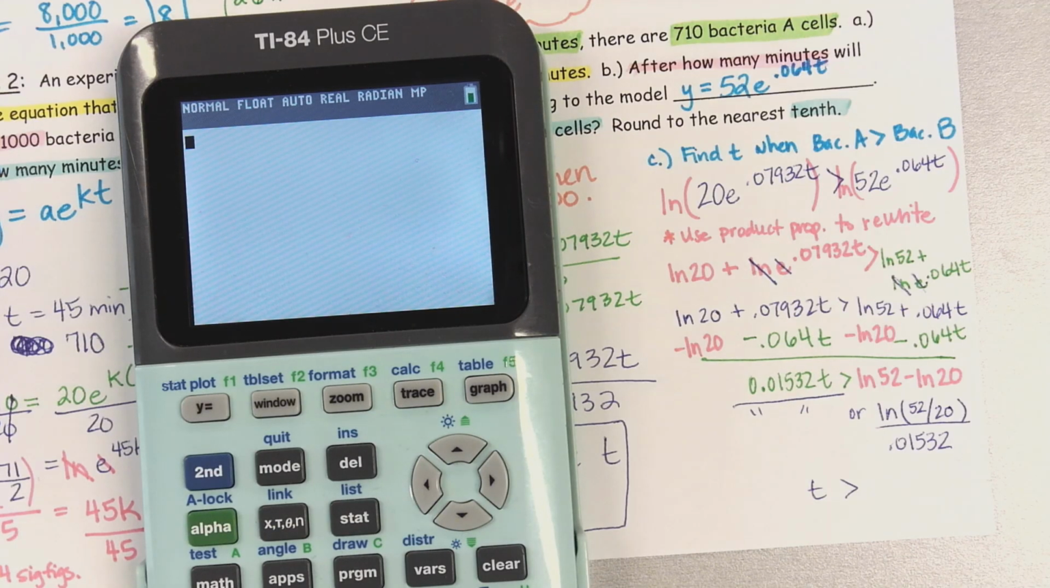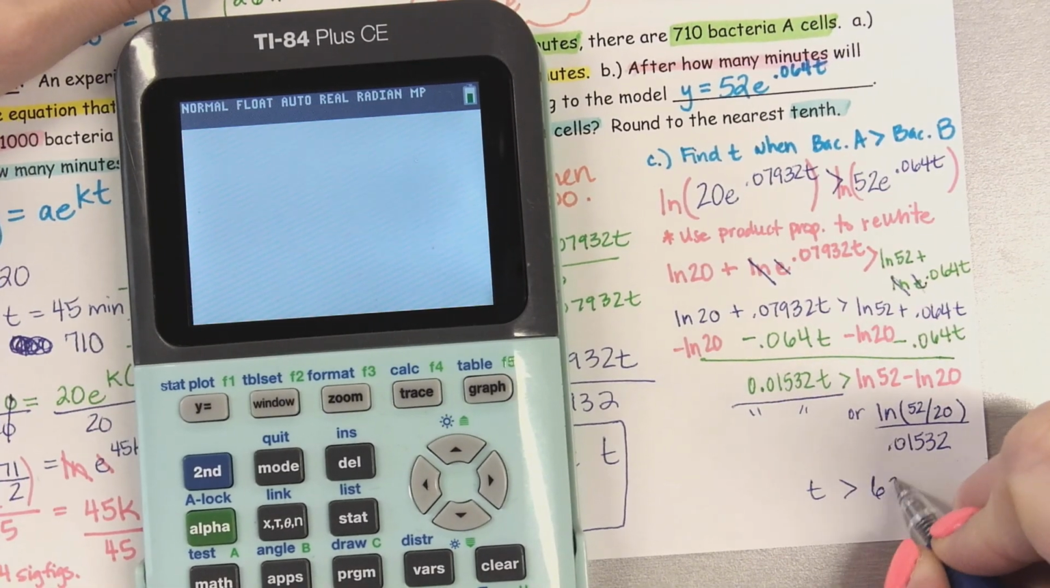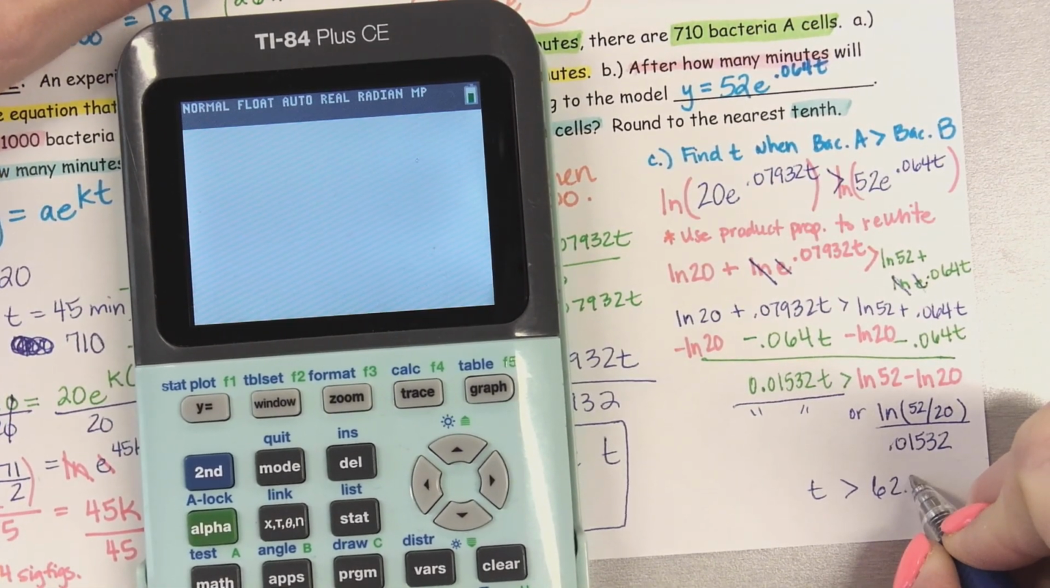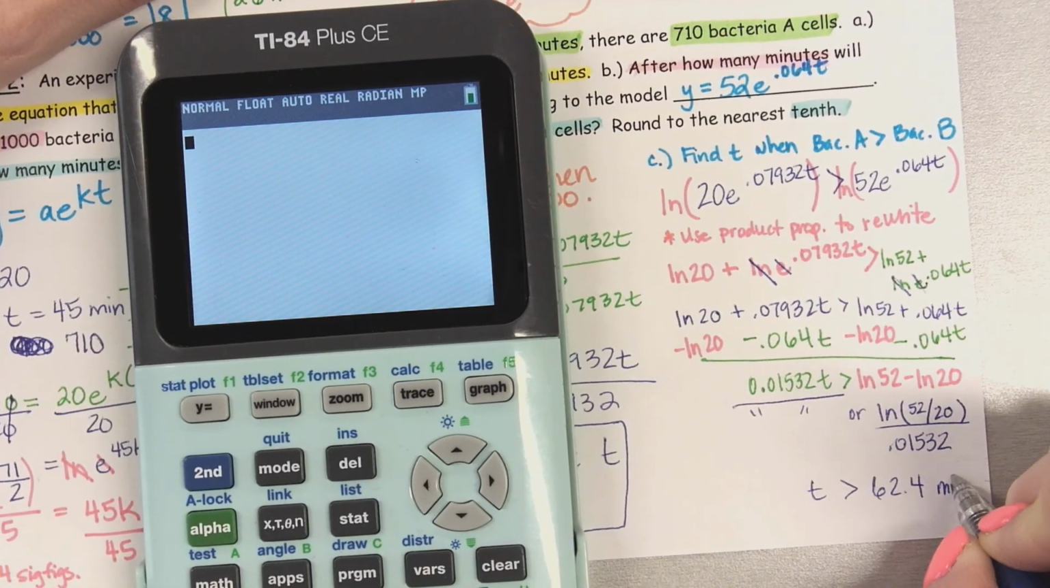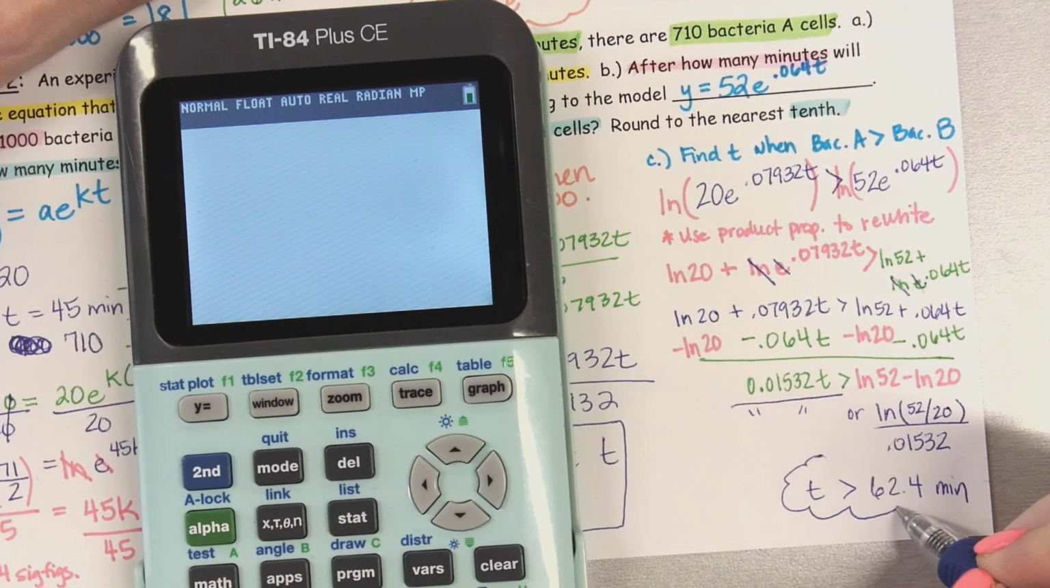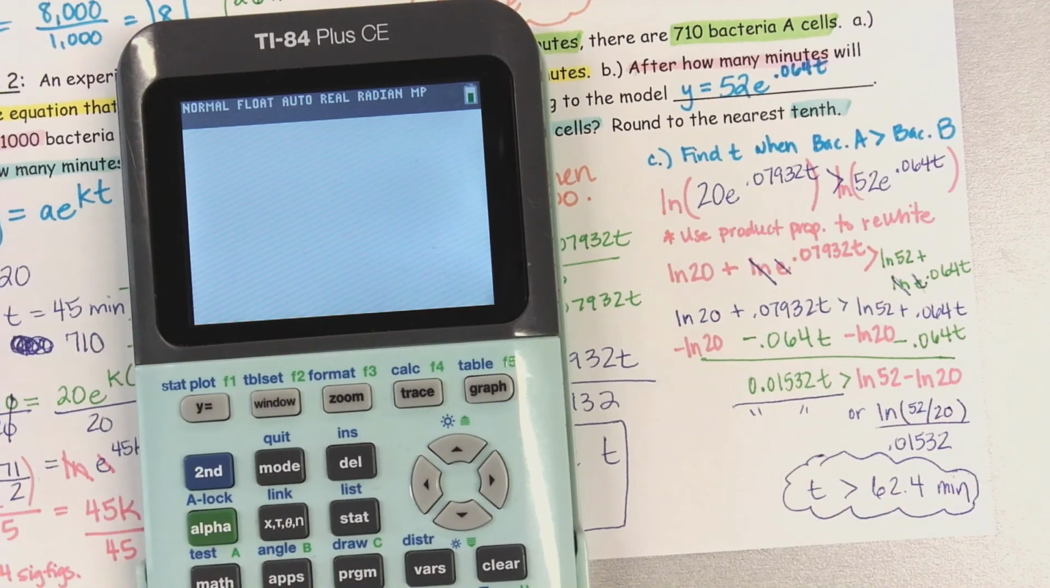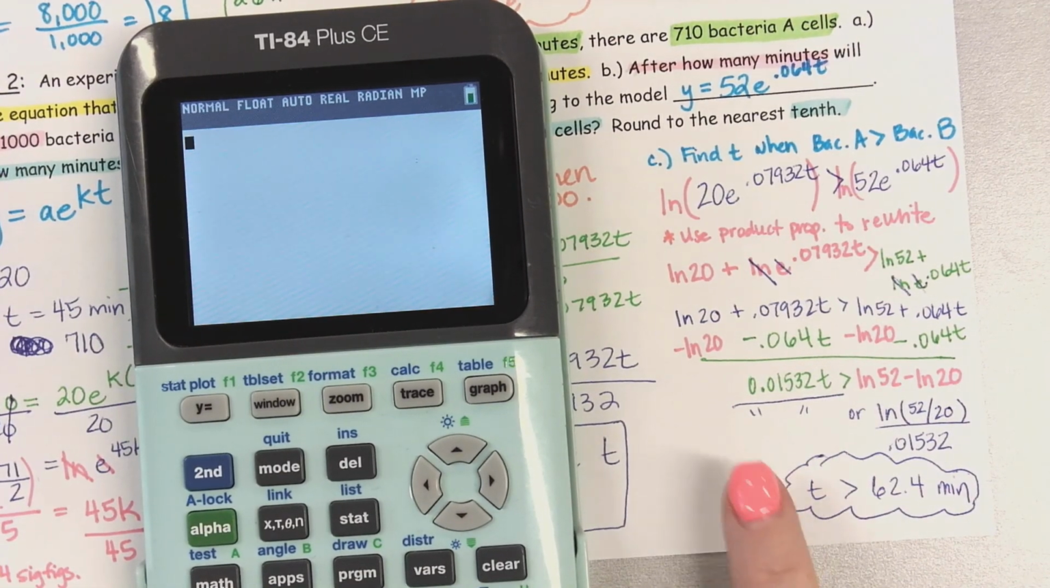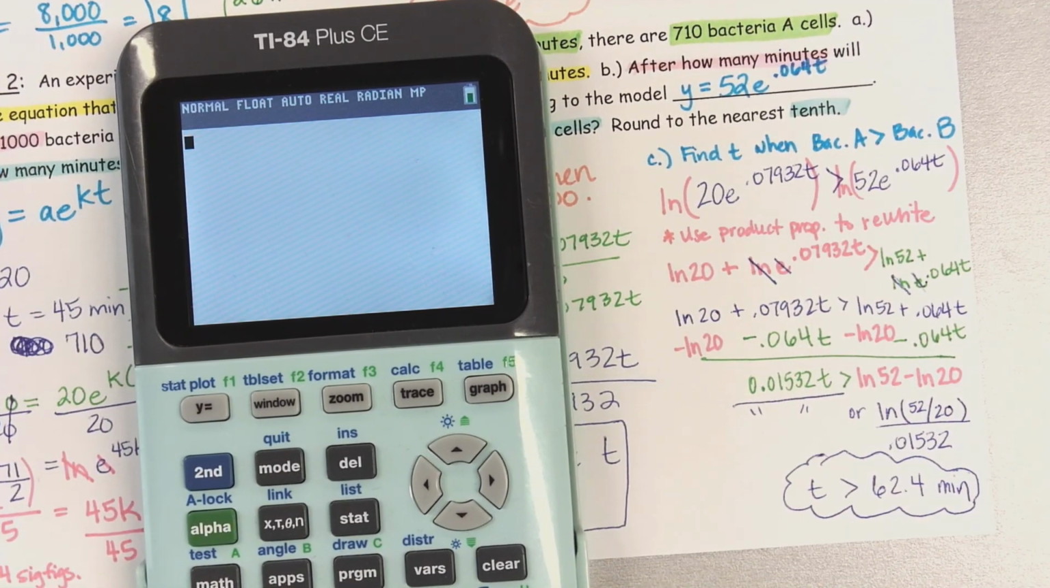All right, and then Bella, what did you get for your final value? Tenth. Okay. All right, so 62.4 minutes. That's the hardest thing we'll do today, in my opinion.